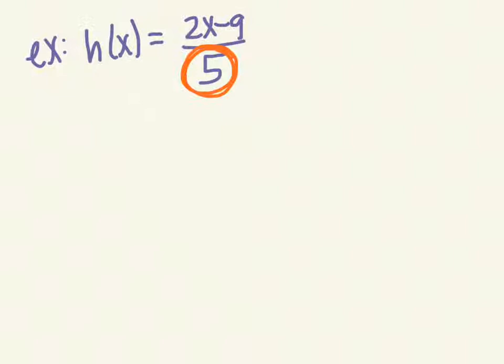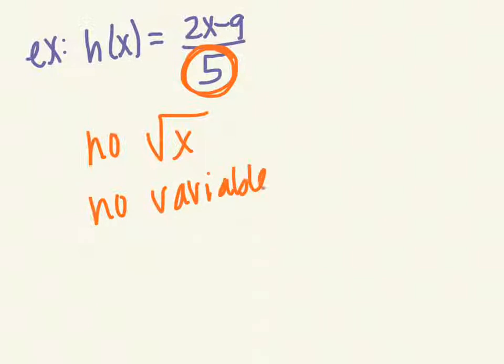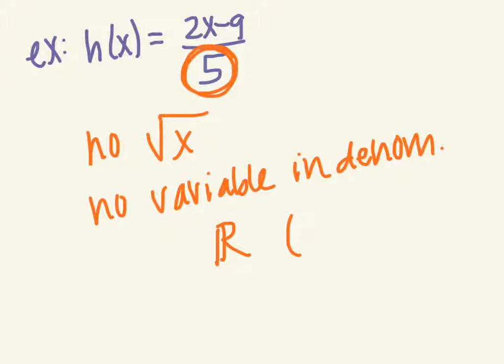So in this case, since there's no radical with an x underneath of it, and there's no variable in the denominator, this will be a case where your domain is just all real numbers. And if you wanted to write that in interval notation, it would be negative infinity to positive infinity. So whenever these two things are true, if there's no variable underneath a radical and no variable in the denominator, you can just go ahead and assume that the domain is all real numbers.